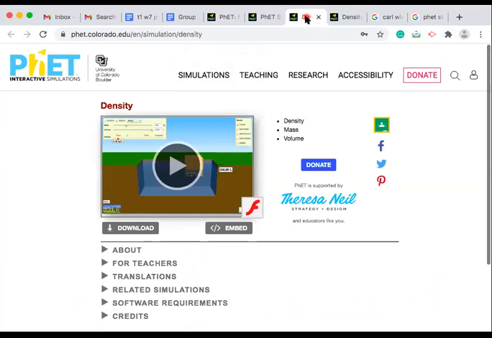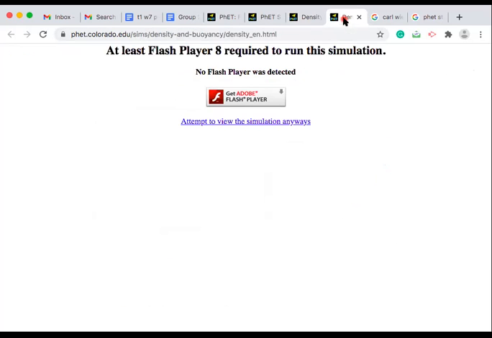I decided to showcase a different simulation other than the one we explained during the course. So it's more beneficial or meaningful to be introduced to two different simulations. I decided to choose this simulation. It's about density, so it can be tailored to middle school, high school, or even elementary students.